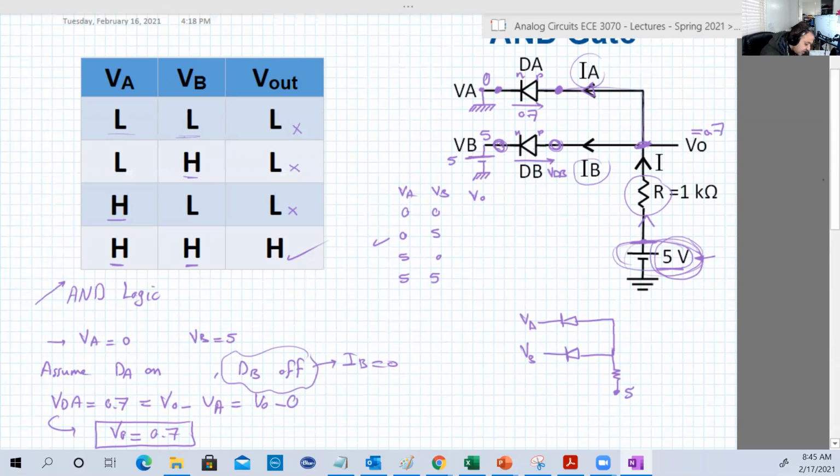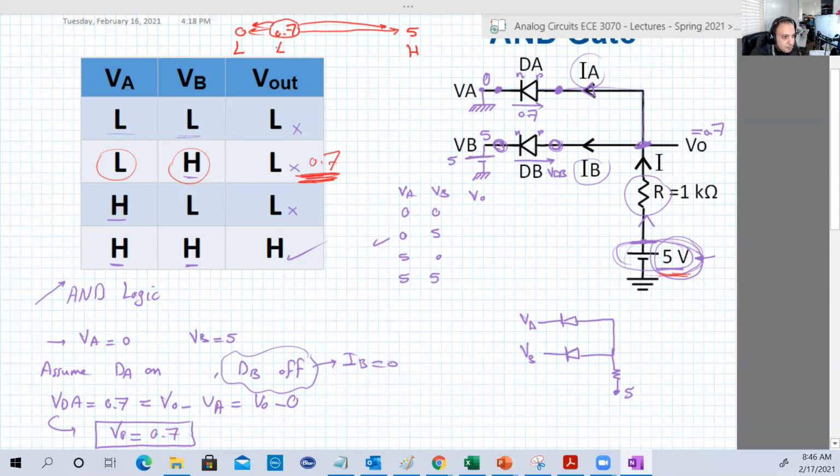Okay, and in that case here, which is VA is low and VB is high, we get the output here equal to 0.7. And now, just before I continue, let's compare this 0.7 with 5. If this is 0, which is considered low voltage, and this is 5 here, which is considered high voltage, and here is the 0.7. Is 0.7 closer to 0 or closer to 5? It's for sure closer to 0 than 5. That's why it's considered low as well.